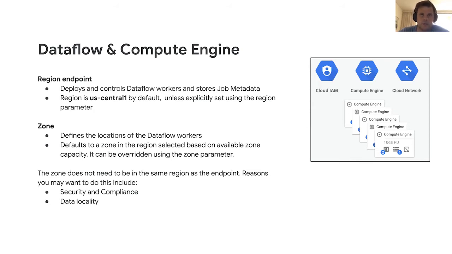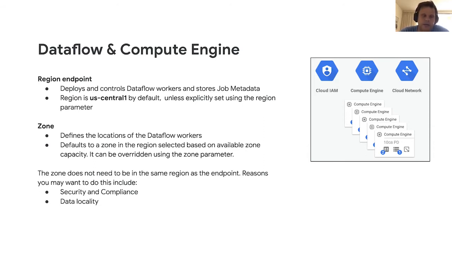So region, I don't know how familiar you are with GCP, but we have a region, and then within a region we have multiple zones, so availability zones. The endpoint is at the regional level, and then the zone where the workers are running is zonal. So you either leave that empty, and by default it will allocate the workers in the region where there is enough capacity for that. Otherwise, you can override that and specify your own zone.